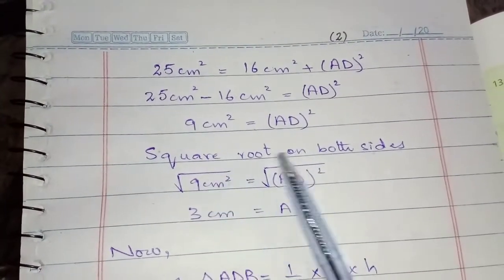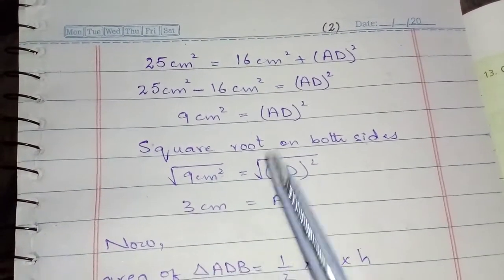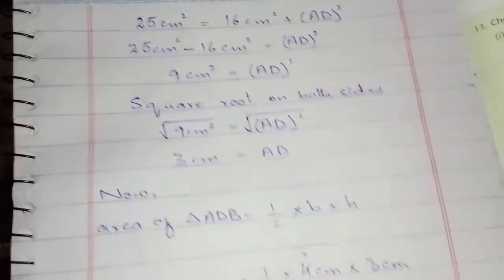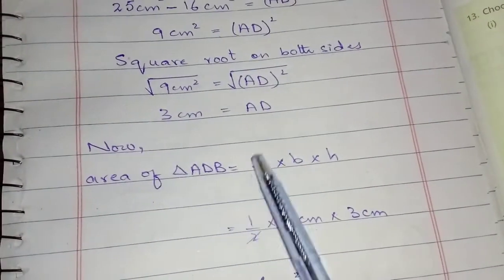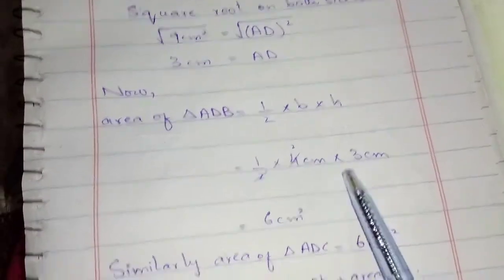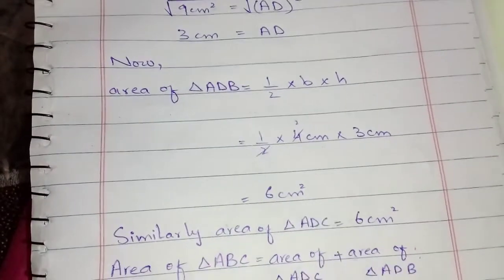Now we have to find the square root on both sides. So 3 centimeter is equal to AD. That is the altitude of the triangle. Now area of triangle ADB is equal to 1/2 base into height. 1/2 base is 4 centimeter and height is 3 centimeter. That is equal to 6 centimeter square.